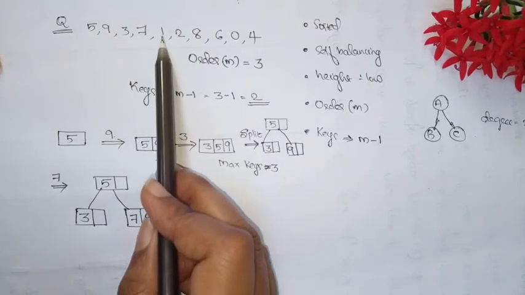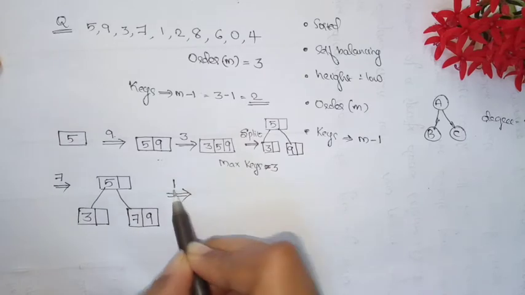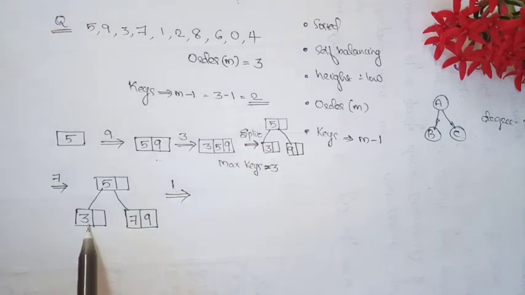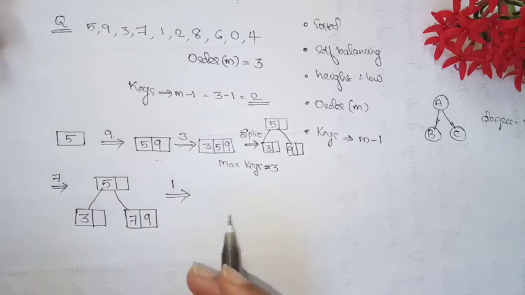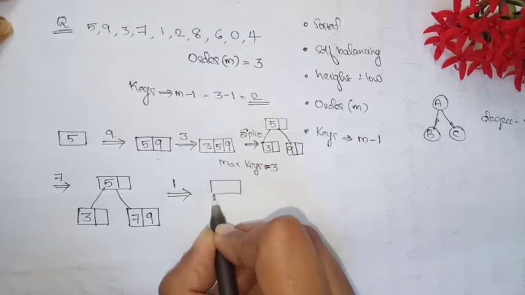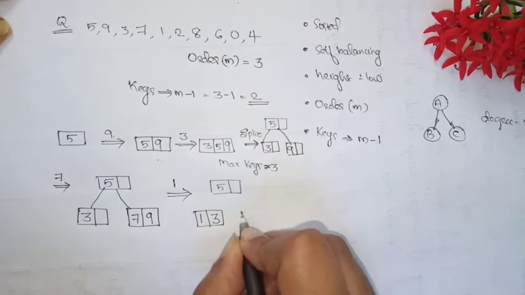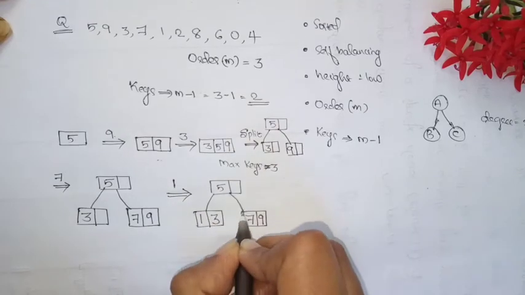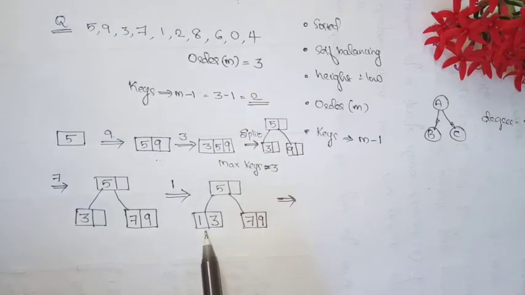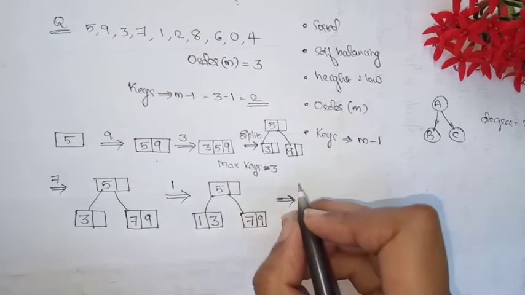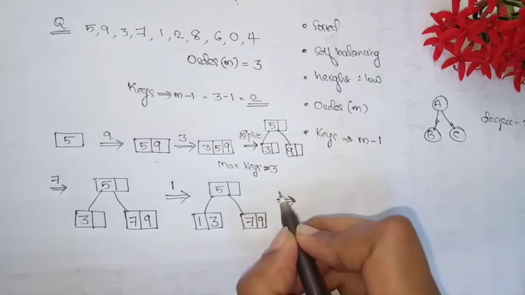We inserted the next key value, that is 1. We know that the appropriate position wherein which we can store 1 is along with 3 in this particular node. So we inserted this value 1. Here the maximum number of key values present is 2, which is not violating our condition. So we can proceed and we take the next value, that is 2.